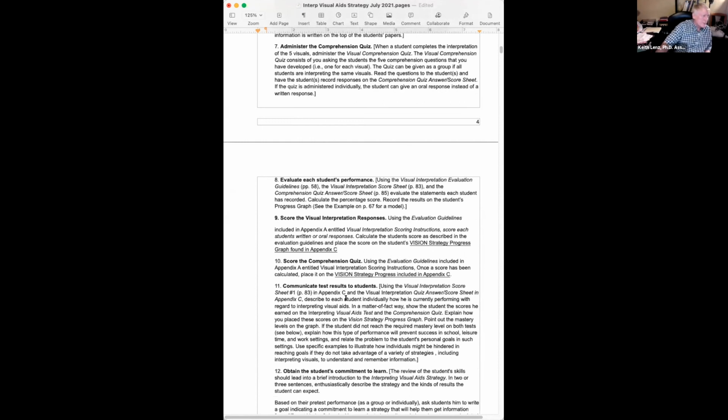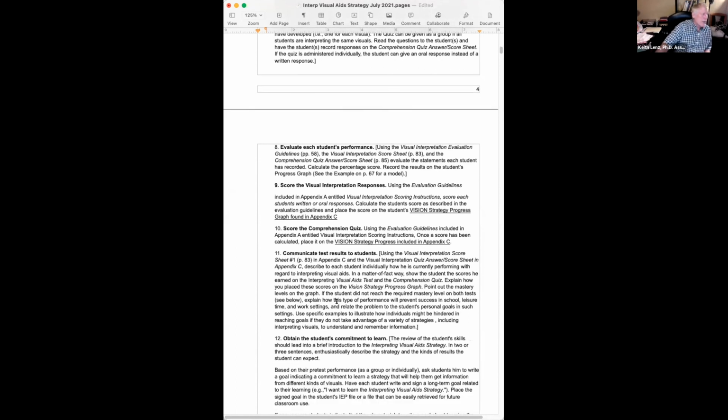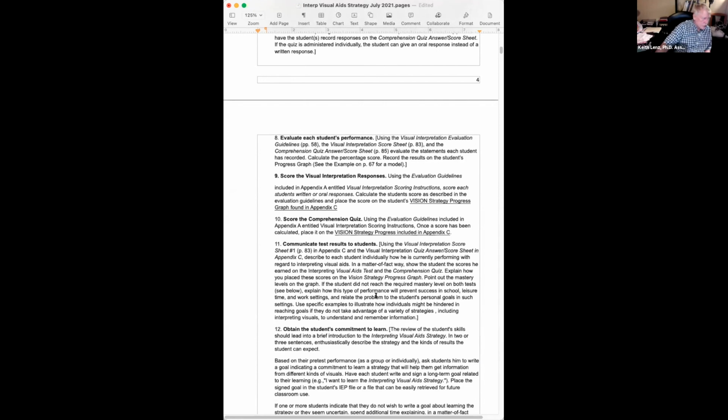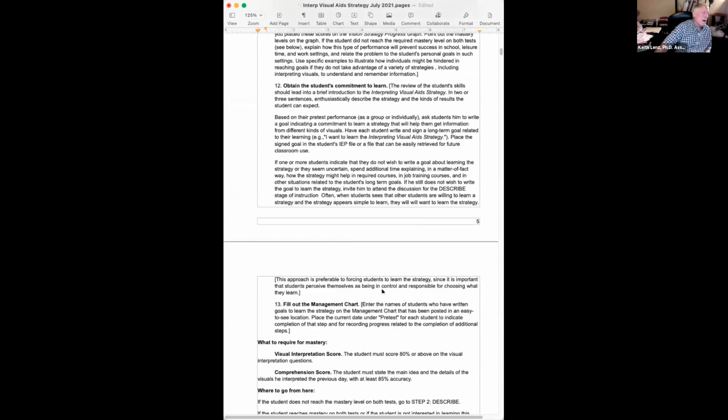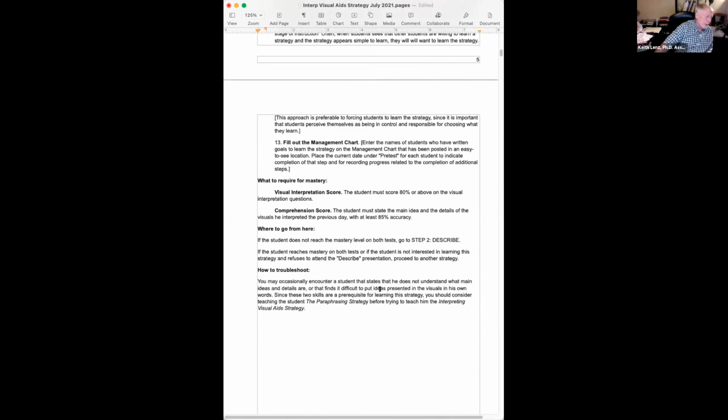Score the responses, score the comprehension quiz, communicate your test results to students, and then obtain the student's commitment to learn. And then there are procedures to do that. Mastery is 80% or above on the visuals questions and 85% accuracy on the comprehension score. It tells you where to go next. And if you have troubleshooting, it says here, if they don't understand main idea, the paraphrasing strategy might be appropriate to teach before you go on and use this.